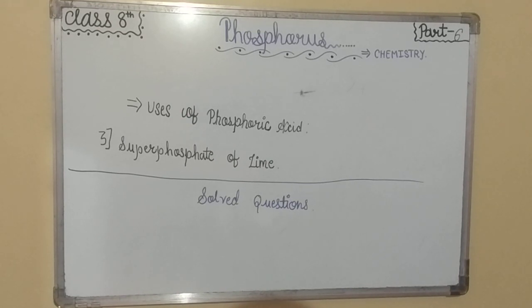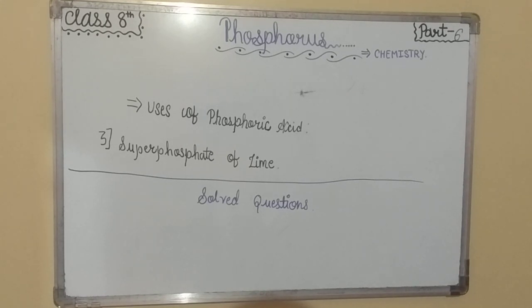Another question is, red phosphorus is used for making matches. Explain. So, answer is, red phosphorus is non-poisonous and has high ignition temperature. Hence, it is used in making matches.